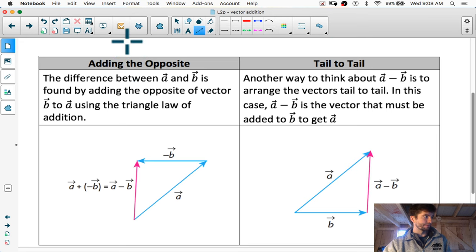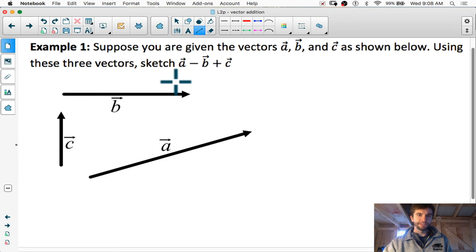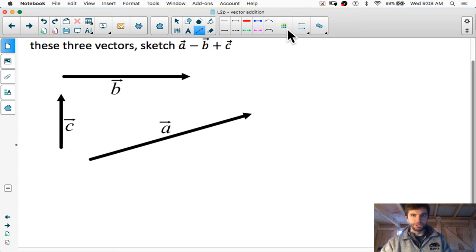Let's actually try a couple examples so you can see how we actually do these problems. So here are three vectors, A, B, and C. Suppose you're given the vectors A, B, and C in the diagram here. Use these three vectors to sketch what A minus B plus C looks like. You're going to need some type of ruler or be good at estimating when you're drawing, because when we reposition these vectors, you're going to need to make sure you're not changing the direction or the magnitude of these vectors at all.